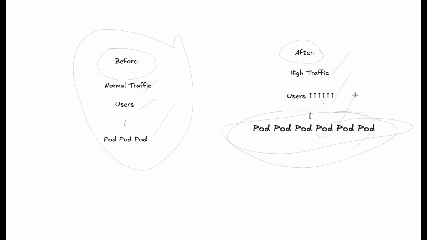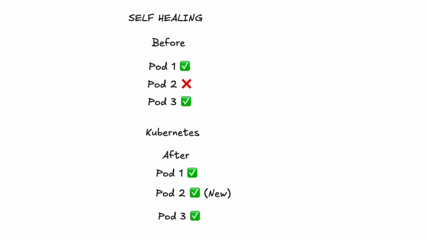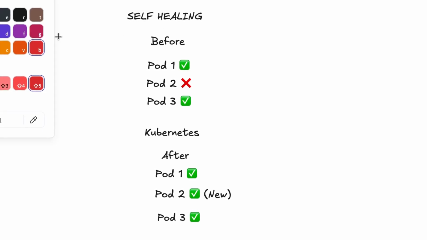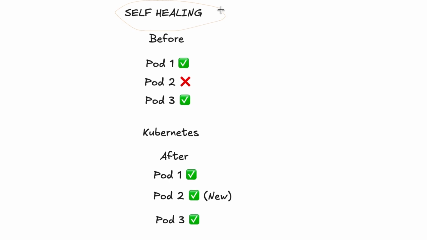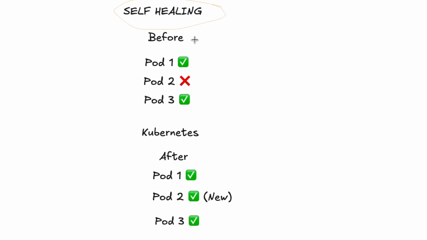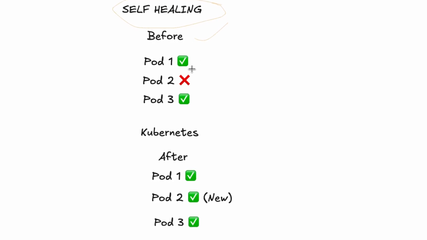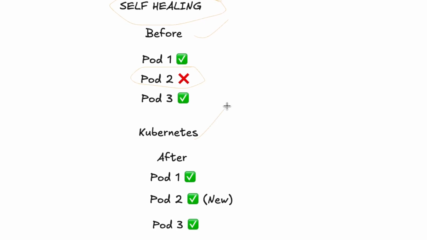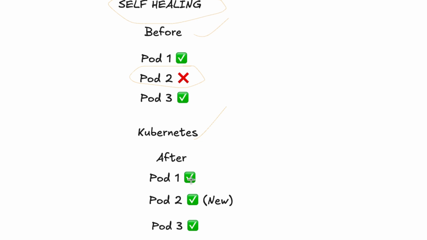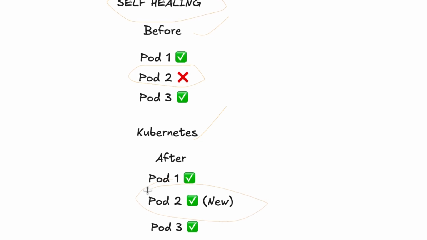Now imagine one pod suddenly crashes because of an application issue. Kubernetes detects that the desired number of pods is not available and creates a replacement automatically. This is why Kubernetes is important in modern production environments. It helps teams improve reliability, handle traffic changes, and recover from failures automatically.